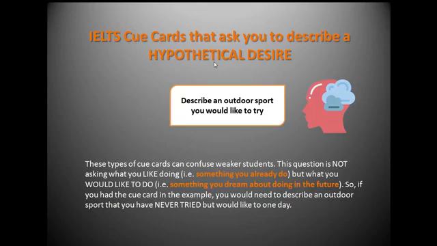I have taken one example again over here, and it says: describe an outdoor sport you would like to try in future. These types of cue cards can confuse the weaker students. Why? Because this question is not asking what you like doing. It's not about something you already do, students, but what you would like to do. That is something you dream about doing in the future.